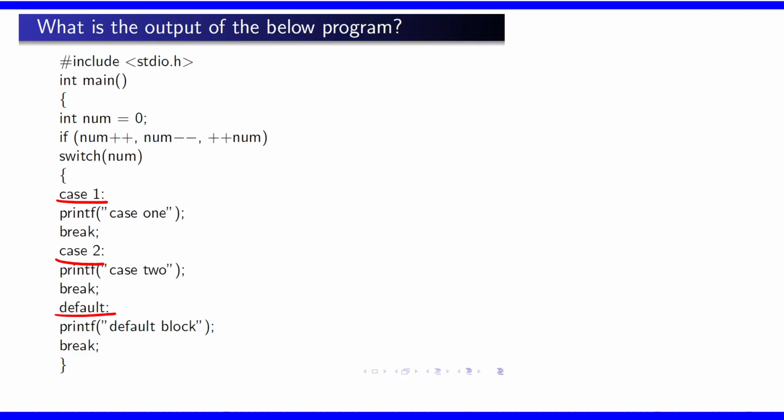Any guess of the output? Case 1. Okay, let's see the answer for this.